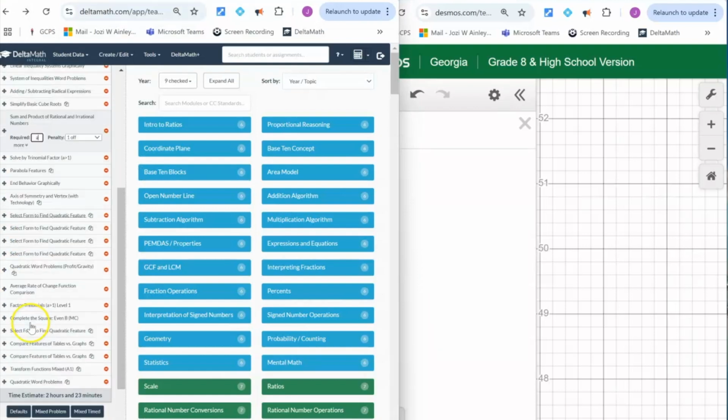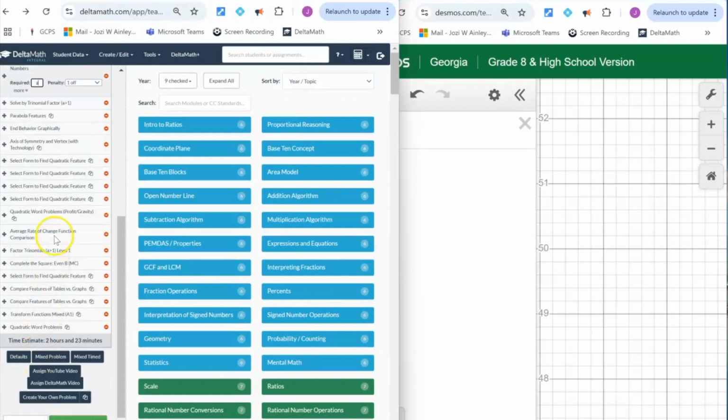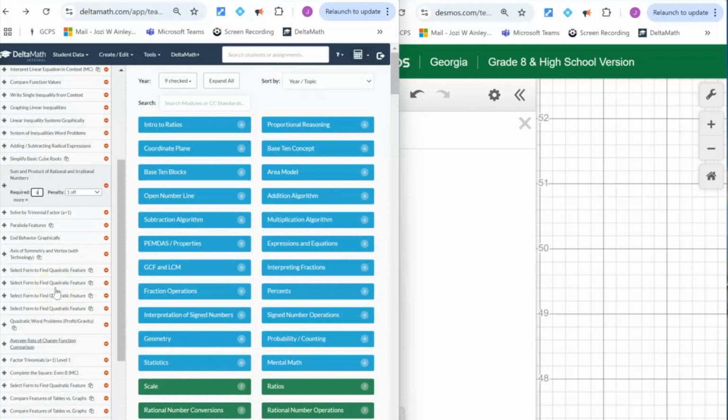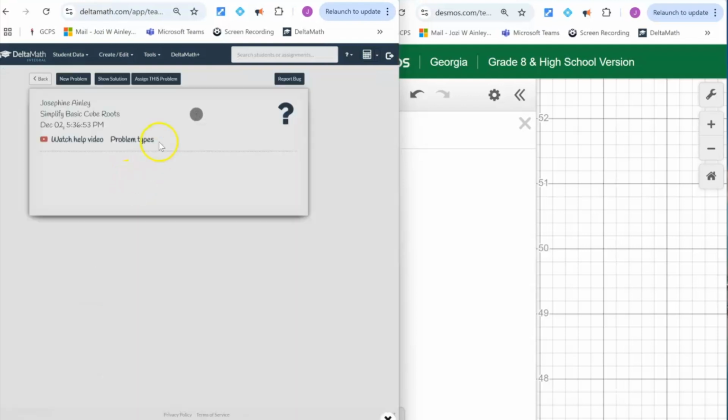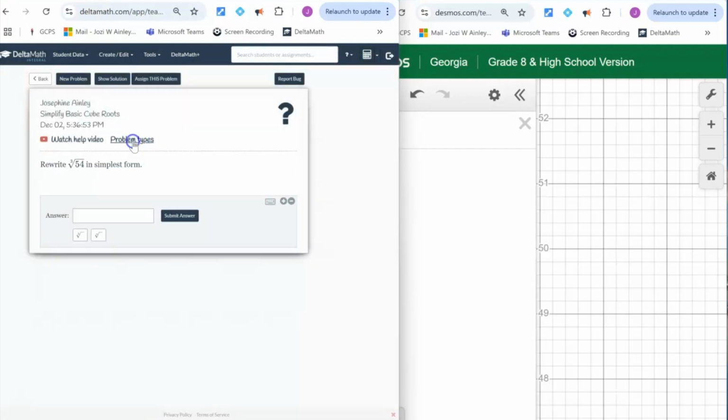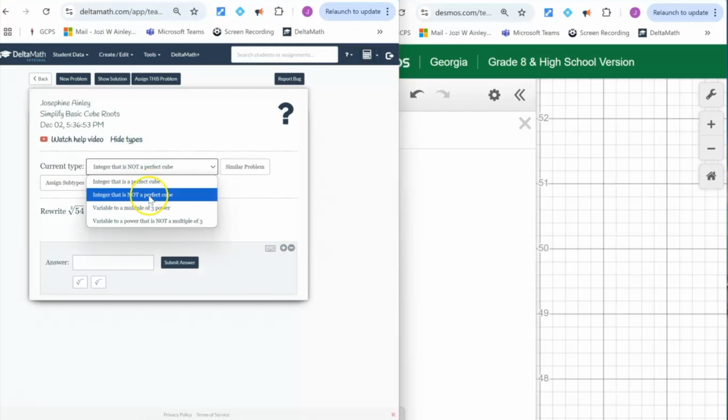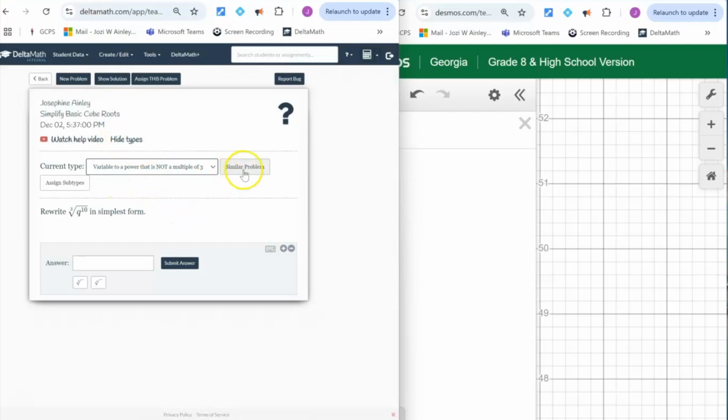So let me find simplify basic cube roots. All right, you can get a couple of different questions, and I'm just going to pick one. It doesn't really matter. I'm going to pick something that's not a perfect cube because that's one we should do. I'm going to try and find one that's kind of difficult, so just give me 1 second.